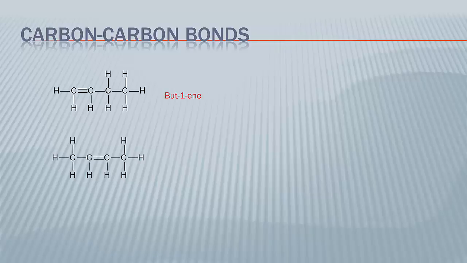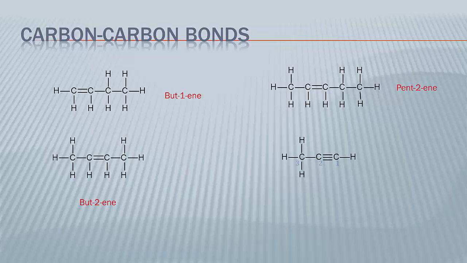Our second molecule is an isomer of but-1-ene. It has a 4 carbon chain with a double bond on the second carbon, so this molecule would be but-2-ene. Here we have a similar one. This is a 5 carbon parent chain with an alkene group on carbon 2, so this molecule is pent-2-ene. In this example, we've got an alkyne with a 3 carbon parent chain, so this molecule is propyne.